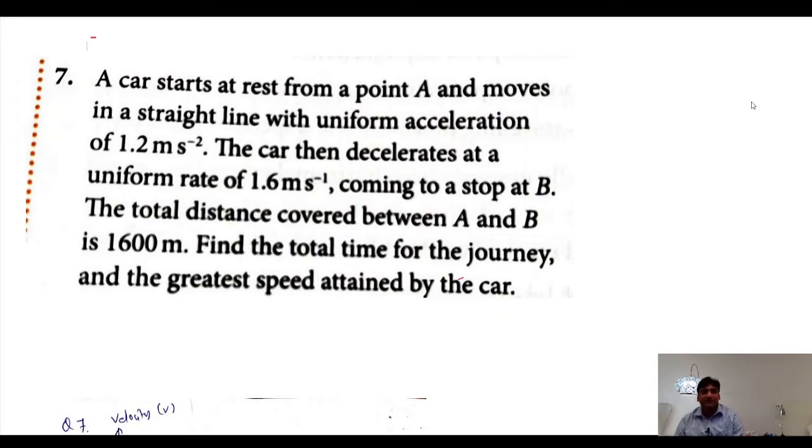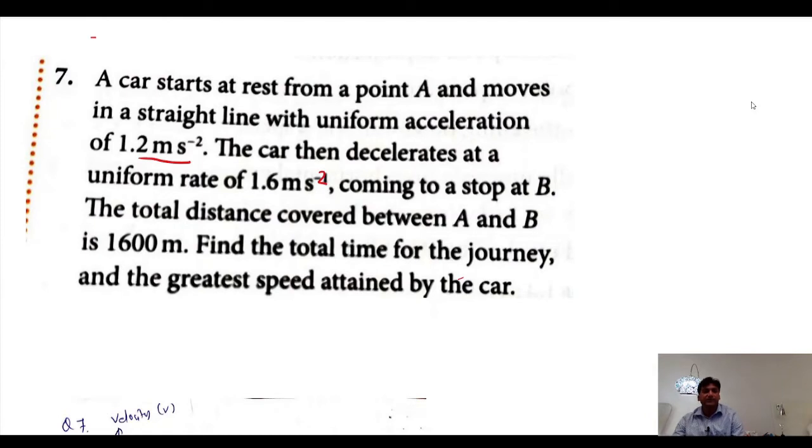A car starts at rest from a point A and moves in a straight line with uniform acceleration of 1.2 meter per second square. The car then decelerates at a uniform rate of 1.6 meter per second. Coming to a stop at, I think the deceleration units are not right. It should be 1.6 meter per second square. I mean 1.6 m s to the power minus 2. Same like this here, right? This one. So similarly it should be a minus 2.